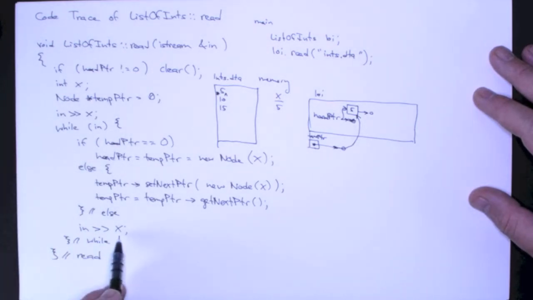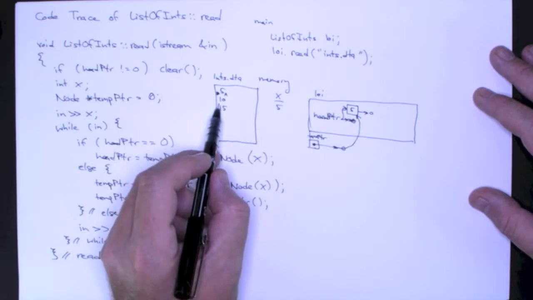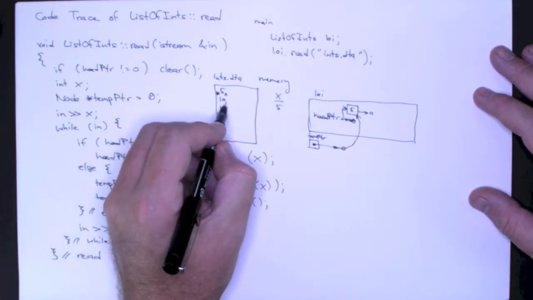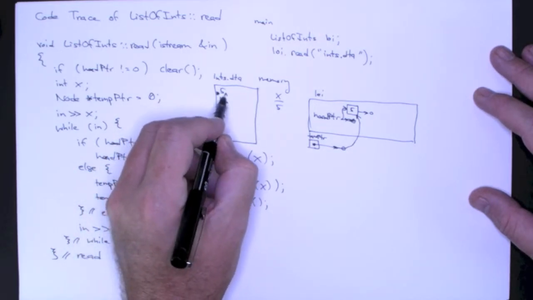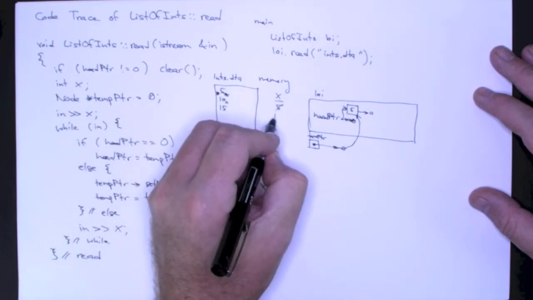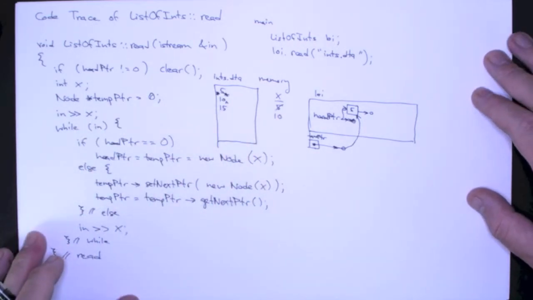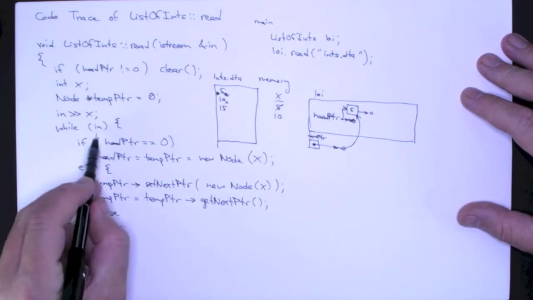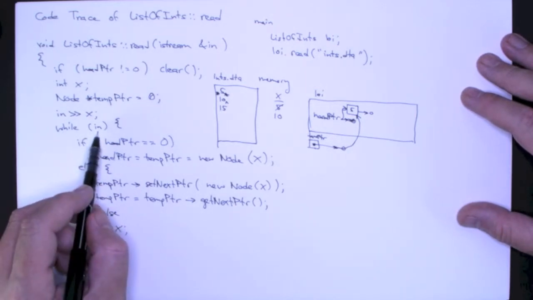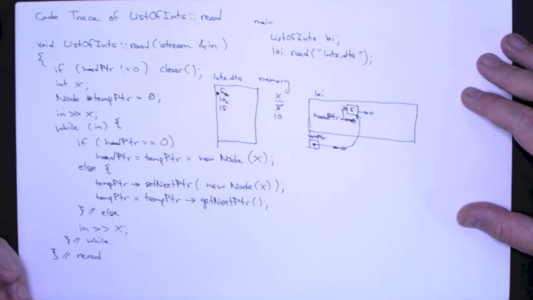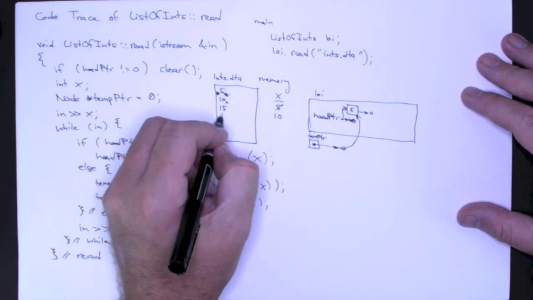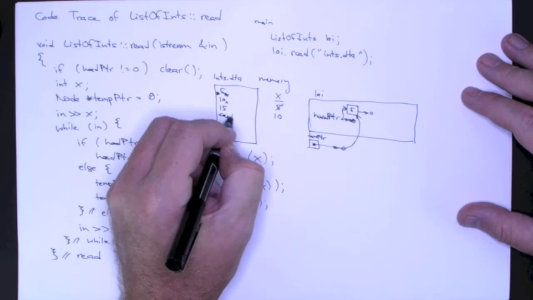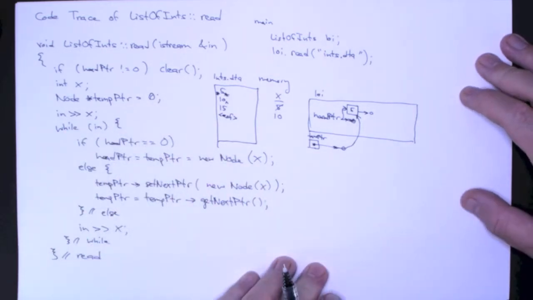So we go and read another integer from the stream. The stream extraction operator skips over white space, and we read 10. So now our little reading pointer is going to be there, and now x has the value 10. We go back up here, evaluate in. It evaluates to false because it's still in a good state. Let me just draw my little end of file marker here at the end of the stream.